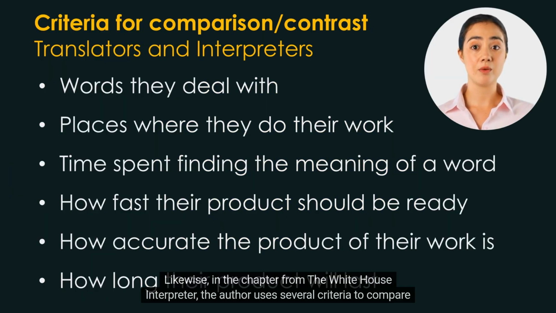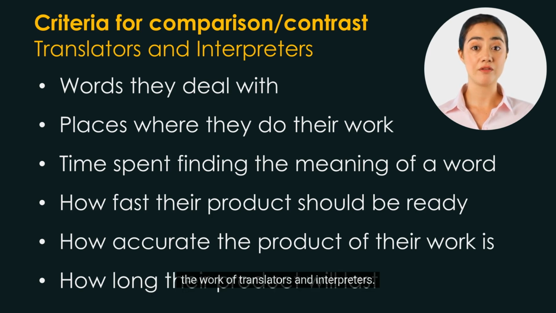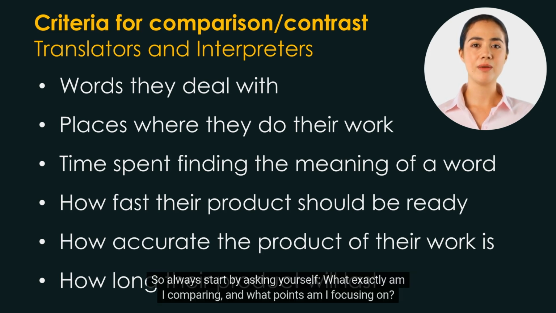Likewise, in the chapter from the White House Interpreter, the author uses several criteria to compare the work of translators and interpreters. These aspects or criteria are the type of words they deal with, the places where they commonly do their work, the time they spend finding the meaning of words, how fast their product should be ready, how accurate the product of their work is, and how long their product is meant to last. So always start by asking yourself, what exactly am I comparing and what points am I focusing on?